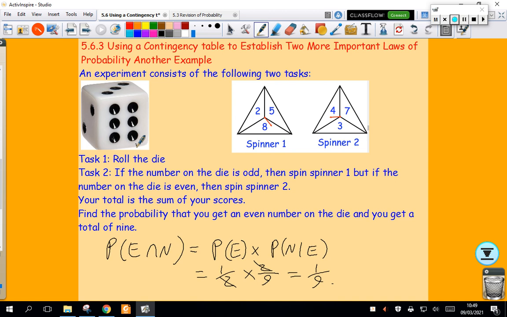Okay, so that's your multiplication rule and your conditional rule. Remember, your multiplication rule says the probability of A and B is equal to the probability of A multiplied by the probability of B occurring given that A has already occurred. Okay, so practice, practice, practice. 5.6, you should be able to complete everything in there now.